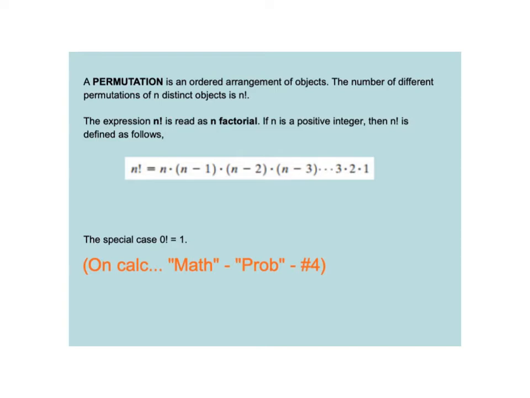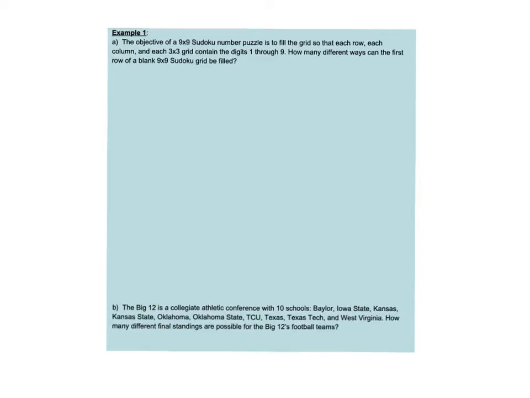On your calculators, you're going to press the math button. Arrow to the right to get to the PROB. It might be PRB on some of your calculators. Then factorial is number 4. So if I ever wanted 9 factorial, that's where I would go, because I wouldn't want to have to do 9 times 8 times 7 times 6 times 5, that would just be annoying. All right.